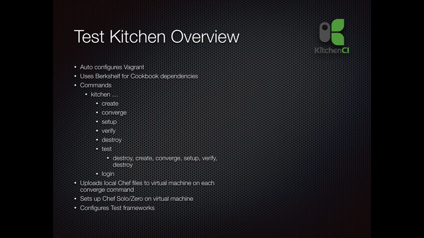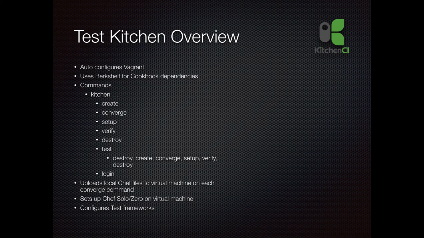Test Kitchen, which comes with Chef DK, is basically a test framework, but one of the primary things it does is automate the configuration of Vagrant. So Vagrant automates creating the virtual machine, and Test Kitchen automates creating the Vagrantfile, which if you've ever done it before, is Ruby and can get quite complicated and time consuming. This takes care of it for you based on the configurations you put in the kitchen configuration, which by default is .kitchen.yml. It uses Berkshelf to take care of your cookbook dependencies.